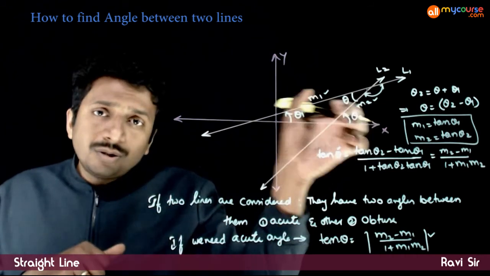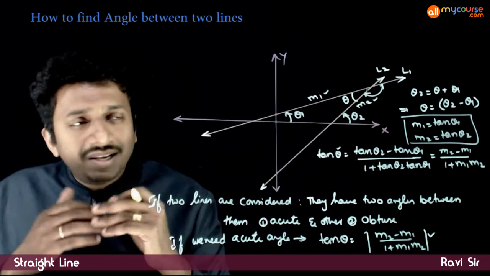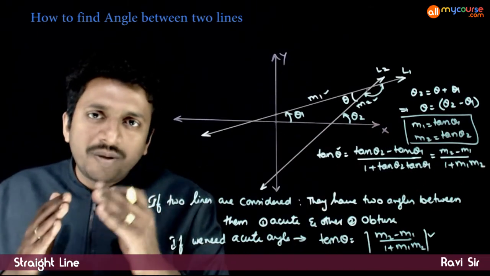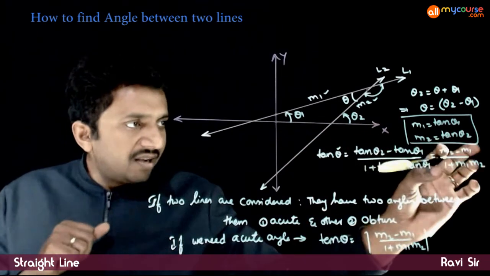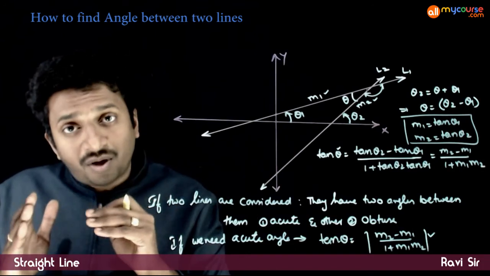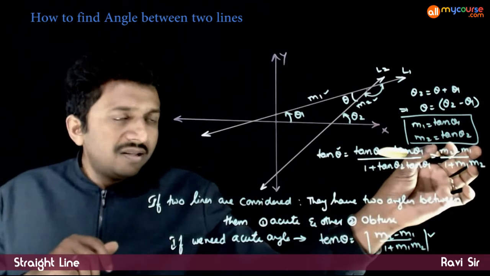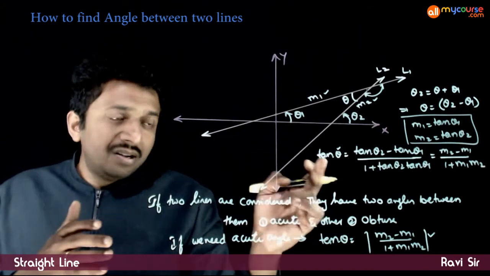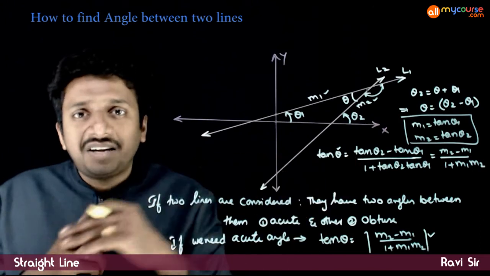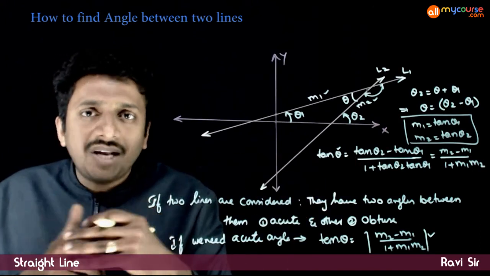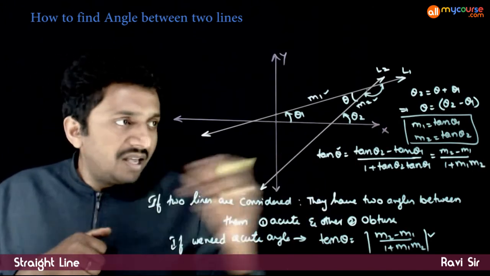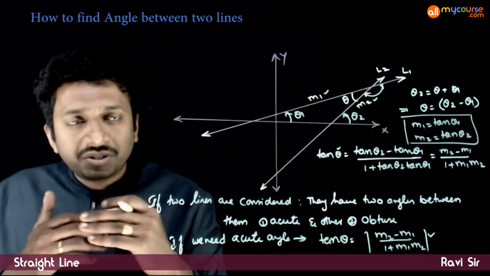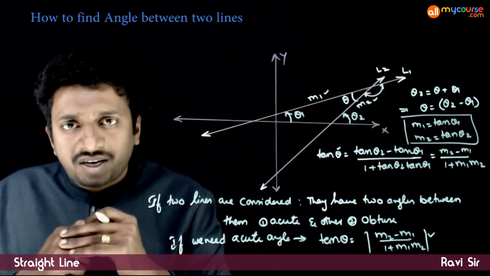You'll be given two slopes in these types of questions. Initially you can take any order of slopes. You take one slope as m1, the other slope as m2. Calculate this number. You might get a positive number or a negative number depending on the order in which you have taken m1 and m2. If you get a positive number and equate it to tan theta, then theta will become acute. That will give you an acute angle between the two straight lines. If you take the negative value, you get theta as an obtuse angle. So you get the obtuse angle between the two straight lines.